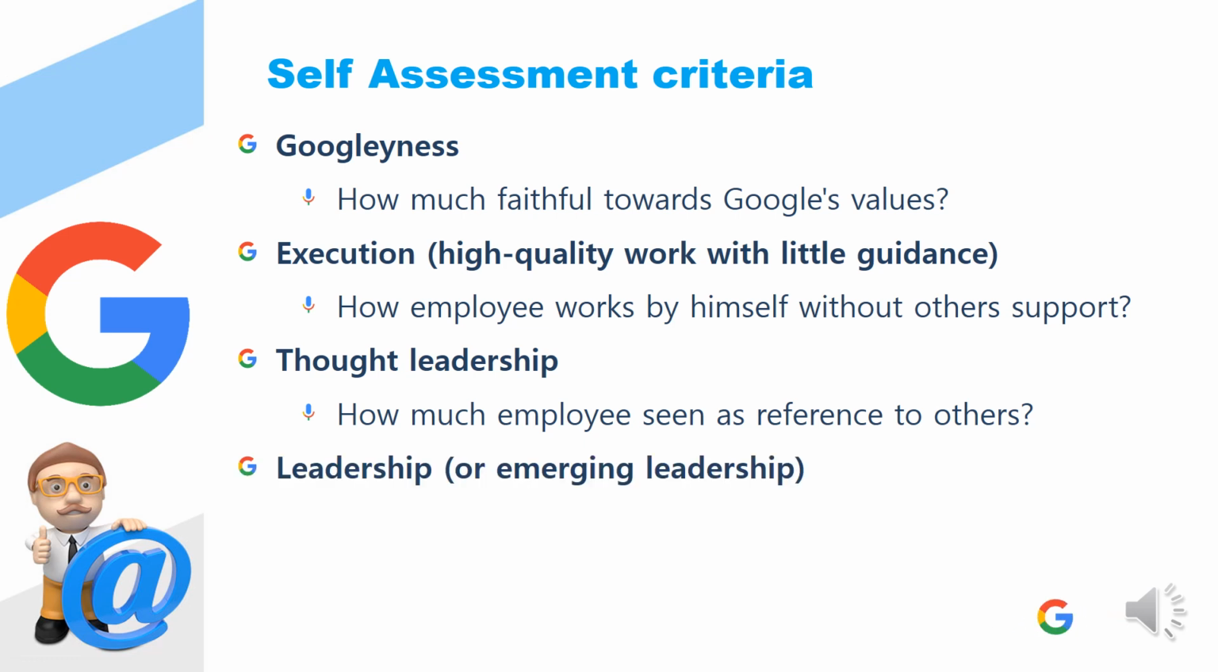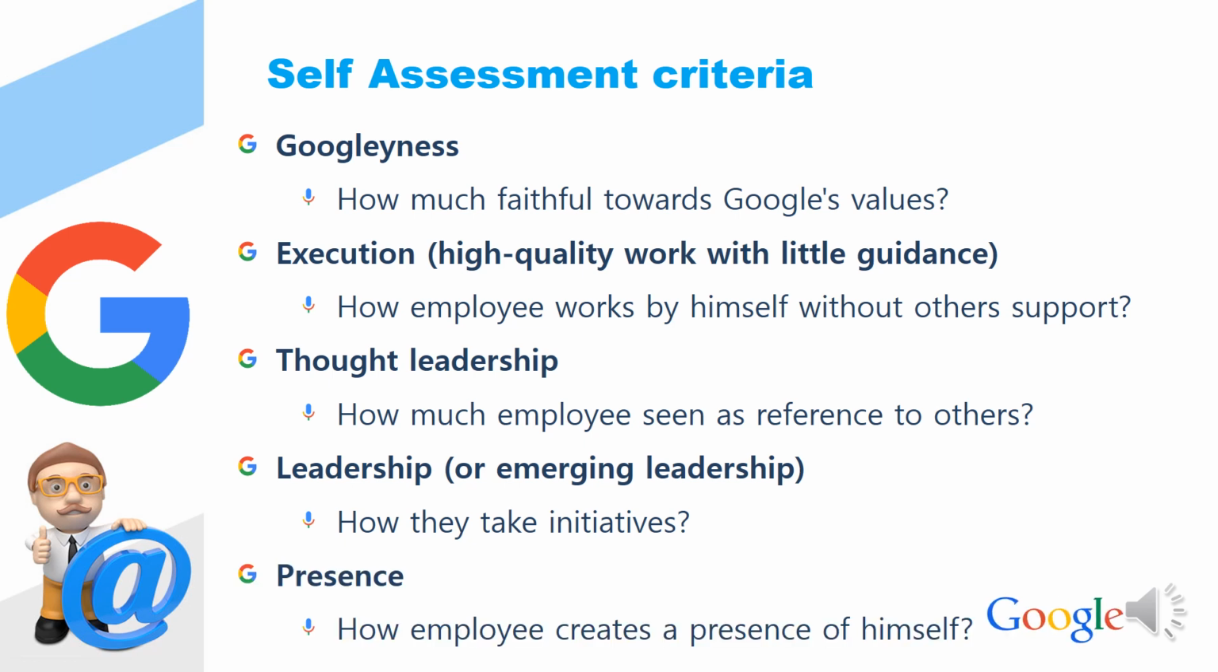And the next one is leadership or emerging leadership. How they take initiatives is evaluated by themselves in this stage. And the fifth one is presence. It is how employees create a presence of themselves in the organization. By completing these five criteria, the employees will assess themselves and the report will be transferred to the manager, and the manager will take the review from the peers too.